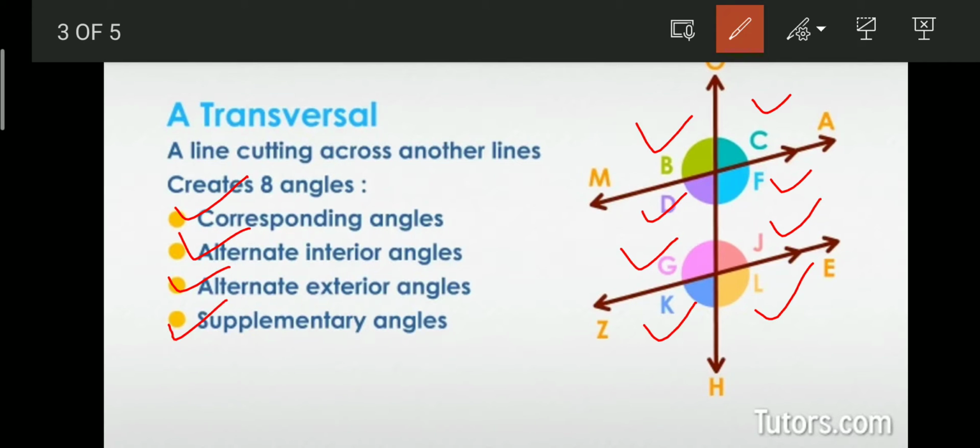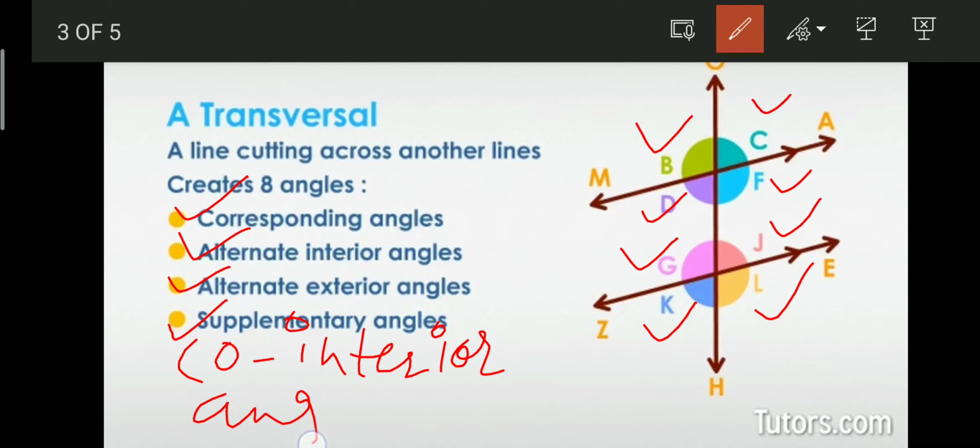The first one is corresponding angles, the second one is alternate interior angles, the third one is alternate exterior angles, and the fourth one is supplementary angles, or we can say co-interior angles. Now we have to learn what are corresponding angles, what are alternate interior angles, what are alternate exterior angles, and what are co-interior angles.